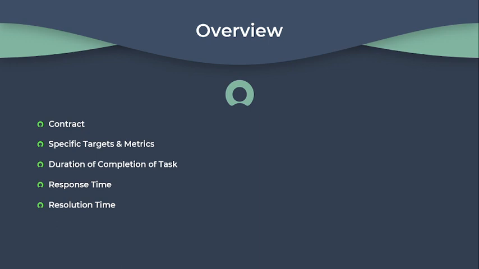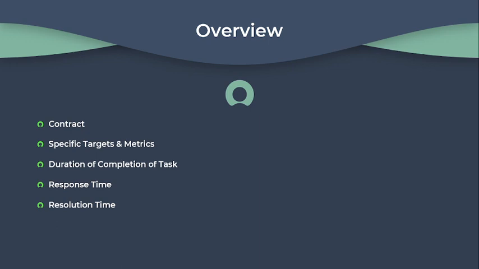Within ServiceNow, organizations can define specific targets and metrics for measuring the performance of their service. These metrics could include response time, resolution time, uptime percentage, and other KPIs relevant to the service being provided. ServiceNow enables organizations to specify the duration within which certain tasks or activities should be completed. The duration could vary depending on the type of task, its priority, and any other relevant factors defined in the SLA.